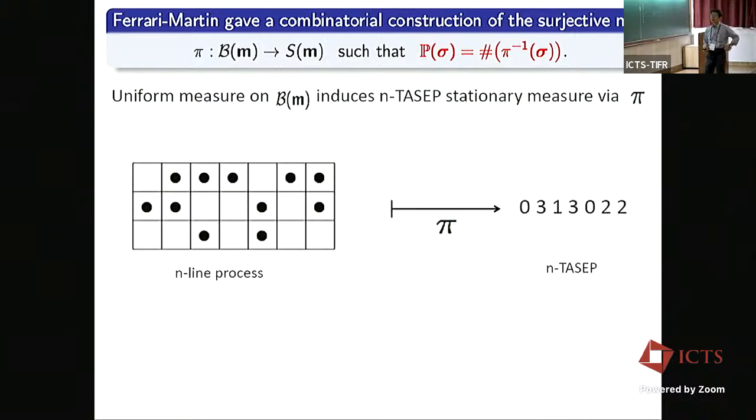So let's consider the n=3 case. This is a 3-line dot pattern, and the image is like this. This is a 3-TASEP configuration. How can one go from here to here? Starting from the bottom row, you connect, or pair, it to some dot upstairs, and you continue this pairing until you reach the top row. And since these two captured dots are coming from the level 3 basement, we assign the number 3 here.